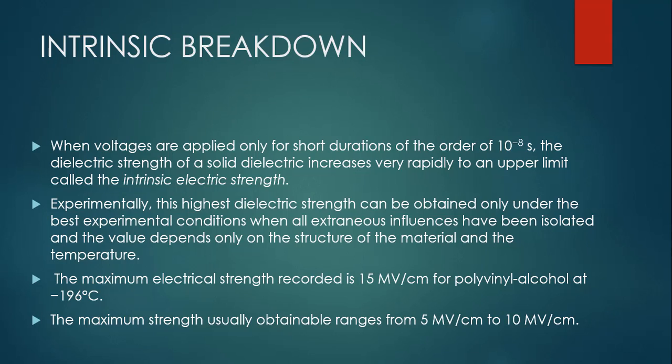Experimentally, this highest dielectric strength can be obtained only under the best experimental conditions, when all extraneous influences have been isolated, and the value depends only on the structure of the material and the temperature. The maximum electrical strength recorded is 15 megavolt per centimeter for polyvinyl alcohol at minus 196 degrees centigrade. The maximum strength usually obtained ranges from 5 megavolt per centimeter to 10 megavolt per centimeter.